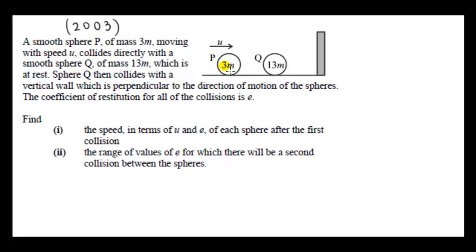A smooth sphere P of mass 3m moving with speed u collides directly with a smooth sphere Q of mass 13m which is at rest. Sphere Q then collides with a vertical wall which is perpendicular to the direction of motion of the spheres. The coefficient of restitution for all of the collisions is E. So first we want the speed in terms of u and E of each sphere after the first collision.